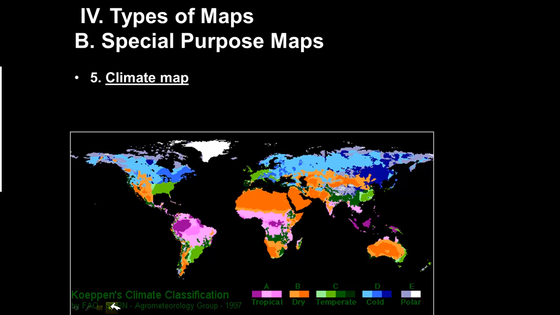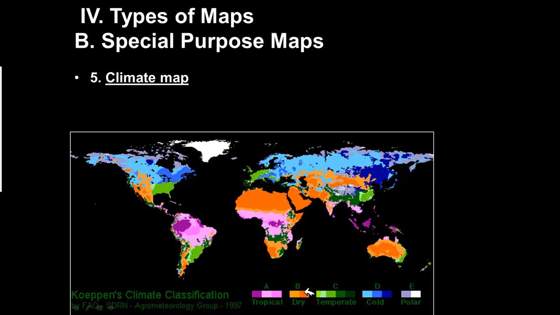So the next type of special purpose map that we'll take a look at is the climate map. And the only thing that the climate map does, if you follow the cursor, is concentrate on different types of climates on the planet, on the map. So, for example, if we're looking at this map of the world and different climates, let's take a look at the bottom. You see the tropical climate, dry, temperate, is blue, polar.